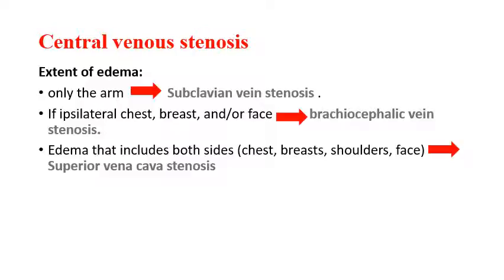If the swelling involves only the arm, this is subclavian vein stenosis. If it involves the same side of the chest, breast and or face, this is brachiocephalic. If it involves both sides with the breast and shoulders and chest, this means superior vena cava obstruction. You can find the veins dilated on the chest of the patient.